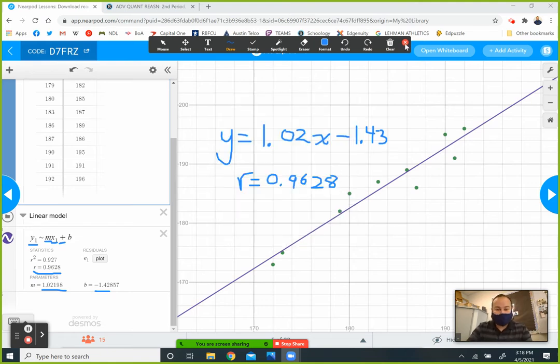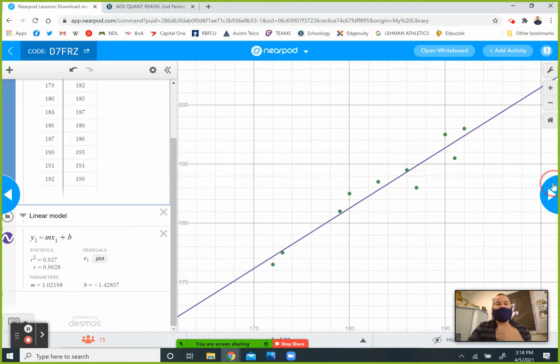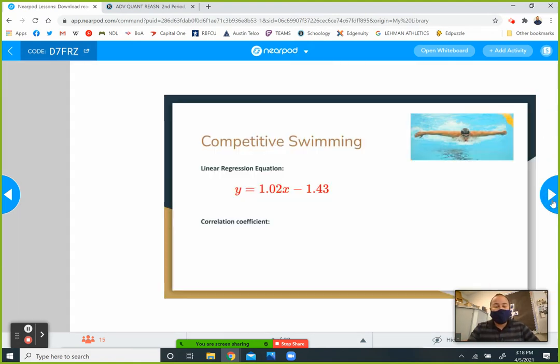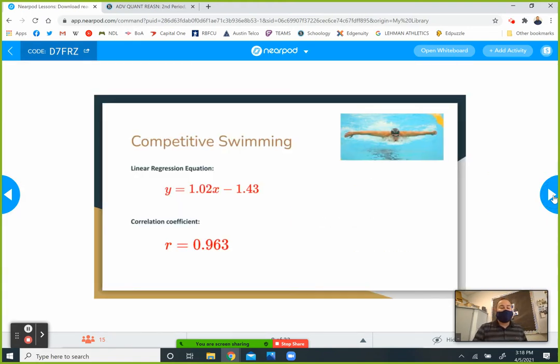Okay. Are we good so far? You guys think you can remember how to put the data in? Pretty easy. All right, I'm going to switch to the next slide. And here's what we just wrote down. This is the equation that we just wrote down from the data, and the correlation coefficient from that data. I'll explain correlation coefficient in just a few minutes.